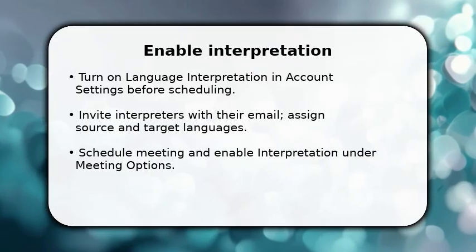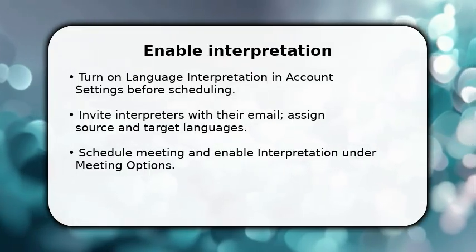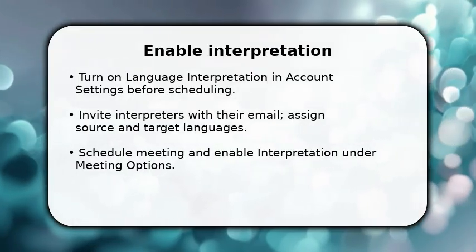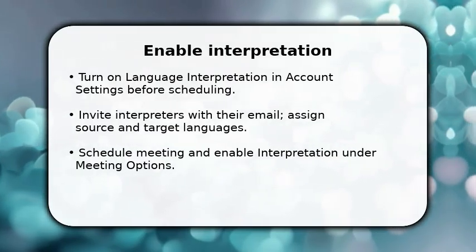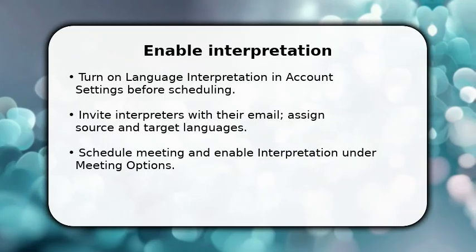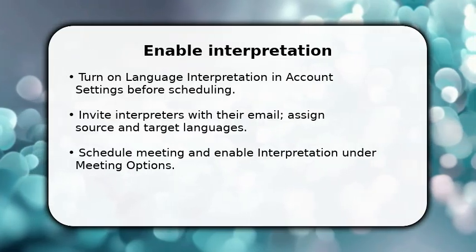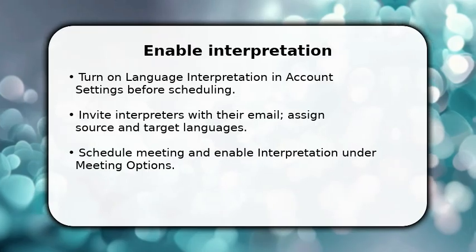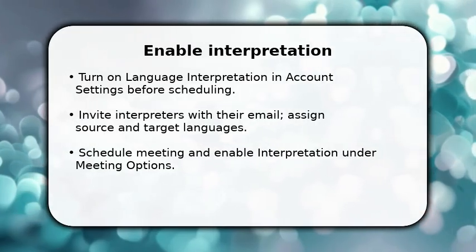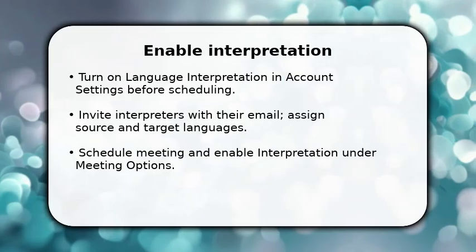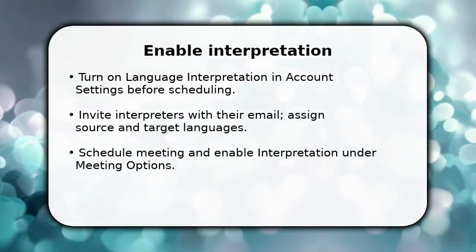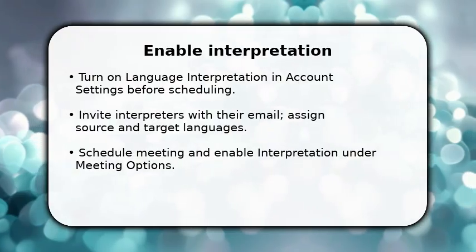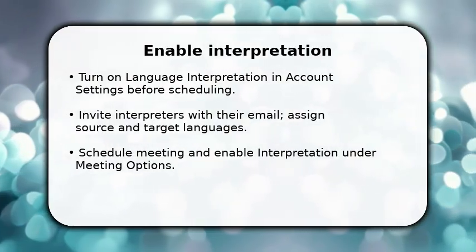You'll start by enabling language interpretation in your Zoom account and immediately scheduling the meeting. Make sure you add interpreter emails and assign source and target languages so they receive invites. This prevents last-minute scrambling. Once done, enable the interpretation option under Meeting Options and confirm your default audio settings. You want interpreters to join early, so instruct them to test microphone and headset. This step prepares the infrastructure.